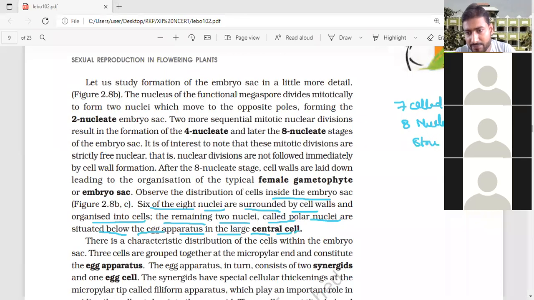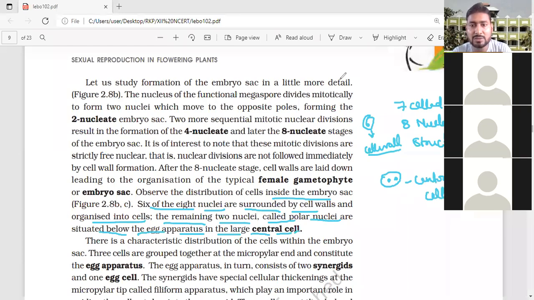Are you getting it? Those 6 nuclei are covered with cell walls, and the remaining two come into the center as the polar nuclei, which are also covered with a cell wall. That is called the central cell. This is known as the central cell.